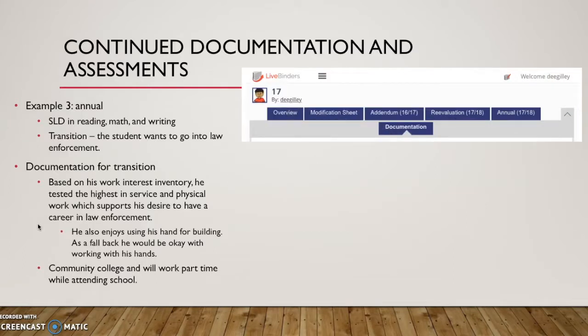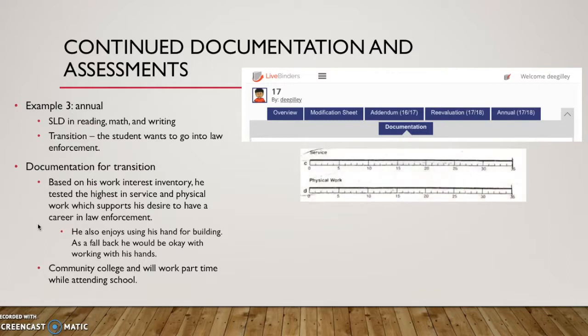Example 3 was an annual. Student 17 has a specific learning disability in reading, math, and writing. The main reason why I'm focusing on Student 17 is to show the transition that we implemented with this student. If you look under the documentation, we tested the student based on a work interest inventory. He tested the highest in service and physical work, which supports his desire to have a career in law enforcement. When he's asked what his career choice is, he automatically says law enforcement. However, he enjoys working with his hands and building. Therefore, he's okay with that being a fallback.